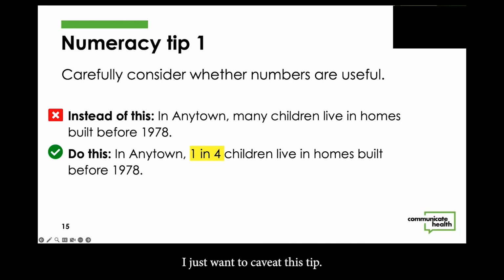Before we move on, I do just want to caveat this tip. I know it says, instead of this, do this. But for this particular tip, the point is really to keep your communication goal in mind when deciding whether to include a number. I'm not saying that every time you're communicating about risk like this, you must include numbers, but just carefully think about whether doing so will help you achieve that communication goal.